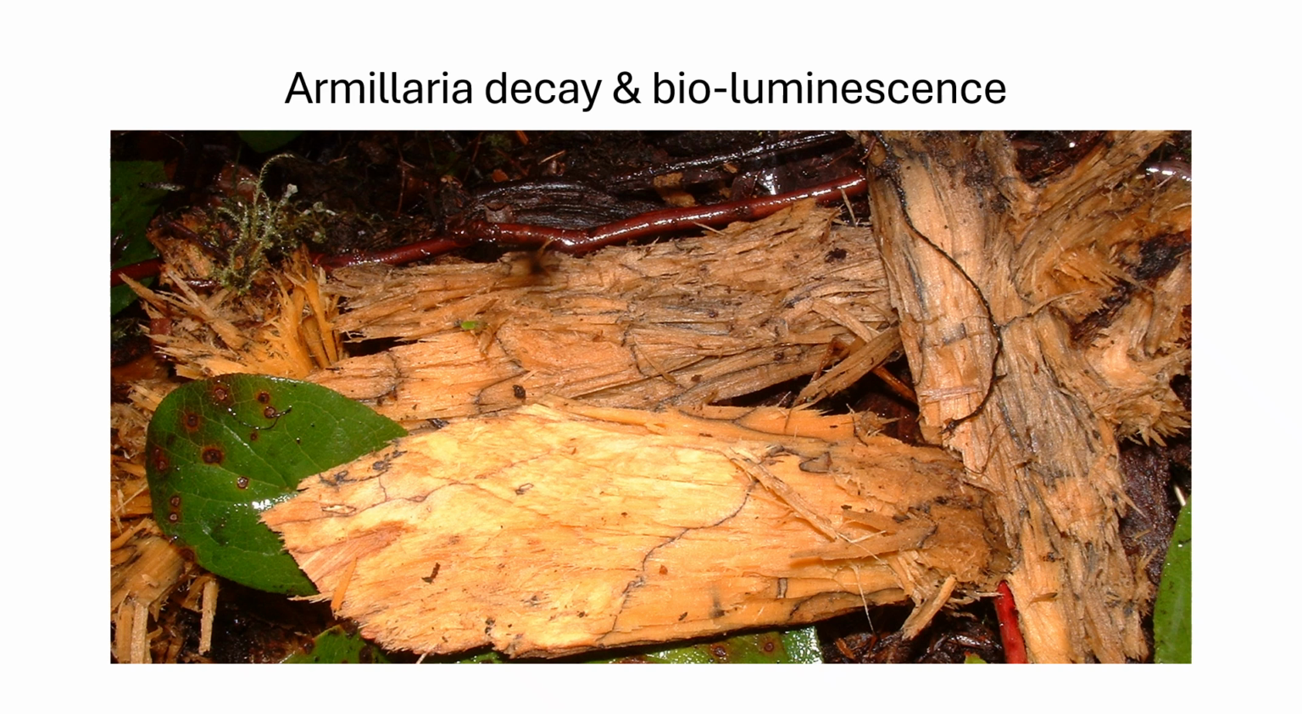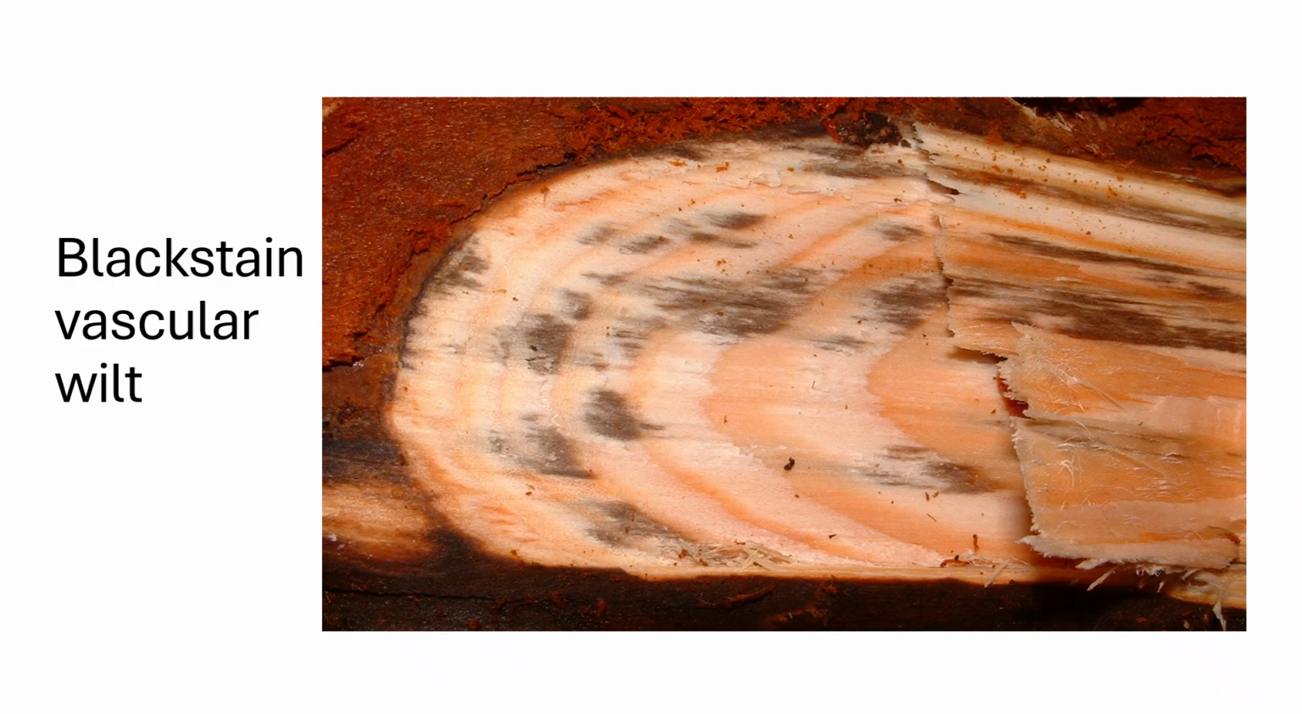The fruiting bodies don't bioluminesce, just the decayed wood. Next, I'm going to talk about black stain root disease. This particular fungus actually doesn't decay the wood. It's a vascular wilt. It's vectored by insects, secondary insects and weevils.